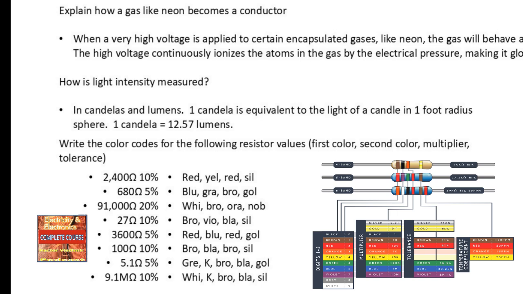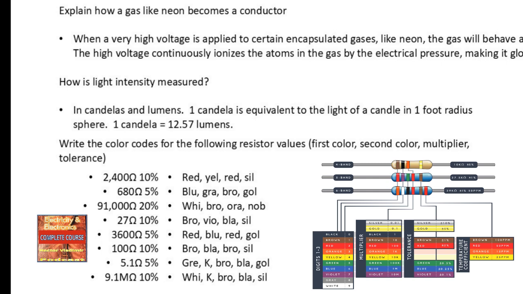Next one is 27 ohms at 10% tolerance. The first number is a 2 represented by red, 7 is represented by violet, and black to multiply by 1. So 27 times 1 is 27. Silver to represent tolerance. 3600 ohms is represented by red for the 3, blue for the 6, and then red for the 100 multiplier. Gold for 5% tolerance. The next one is 100 ohms. So it's brown for 1, black for 0. That's 10 times 10, which is brown, the multiplier. And silver is the last band that shows 10% tolerance.